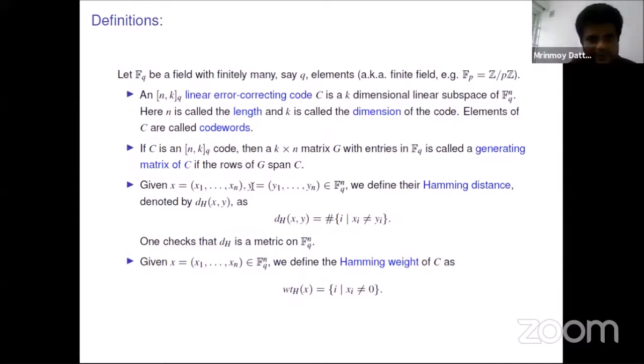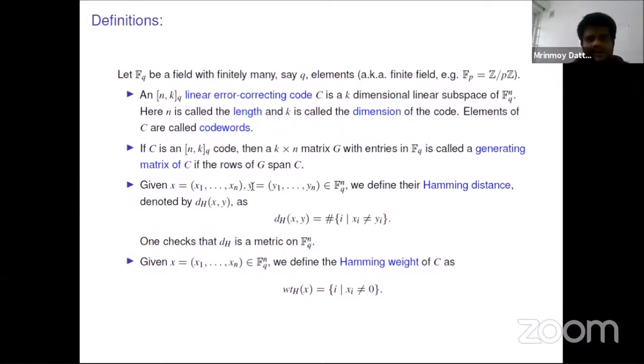So an [n,k]_q linear error correcting code is a k-dimensional linear subspace of the vector space F_q to the power n. So you have a field F_q, and you consider the Euclidean space, so to speak, which is the n-fold product of F_q, and you just take a k-dimensional subspace of F_q to the power n. Needless to say, k is always less than or equal to n, otherwise you are not going to find an [n,k] linear error correcting code. This n is called the length of the code, k is called the dimension of the code, and the elements of the code C are called codewords.